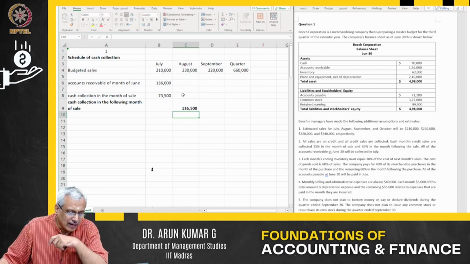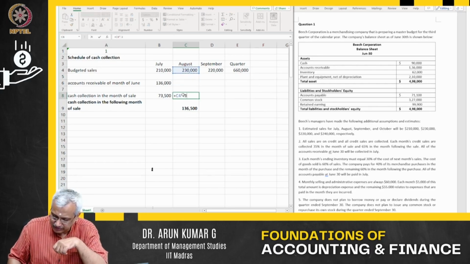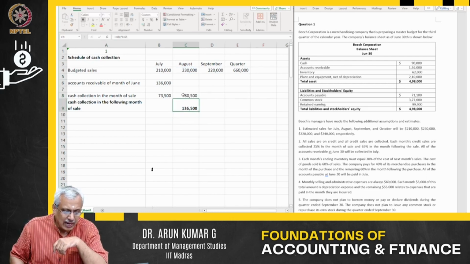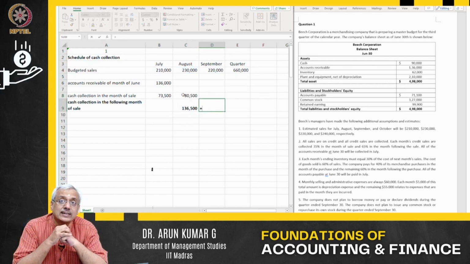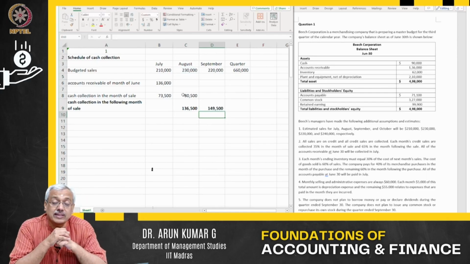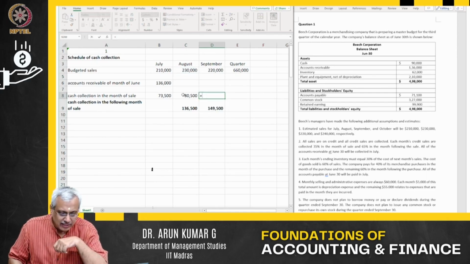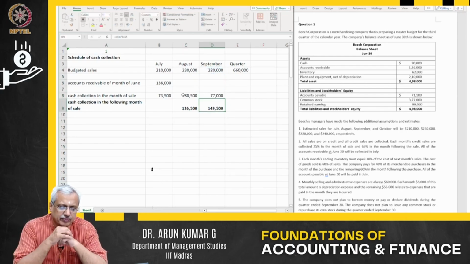Same way, if I go for August, what is the cash collection in the month of sale? 0.35. What is the collection at the end of September? I am going to look at 65% of this being collected in the month of September. For the September sale, 35% of it I am going to collect in the month of September.